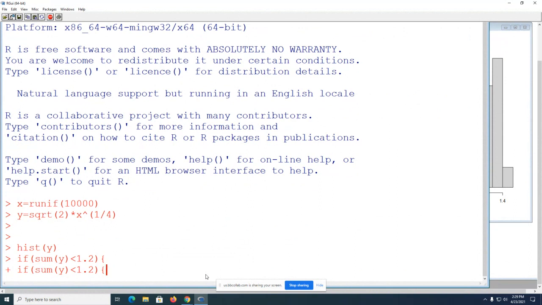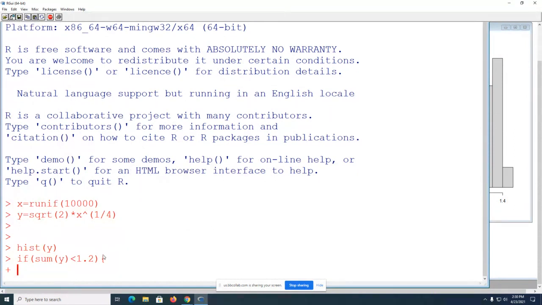So Kyle, looks like you're working on it as if it's a part of a for loop. I know you could make that work, but I think there's a faster way, which is to put the check if y is less than 1.2 inside the parentheses of the sum.